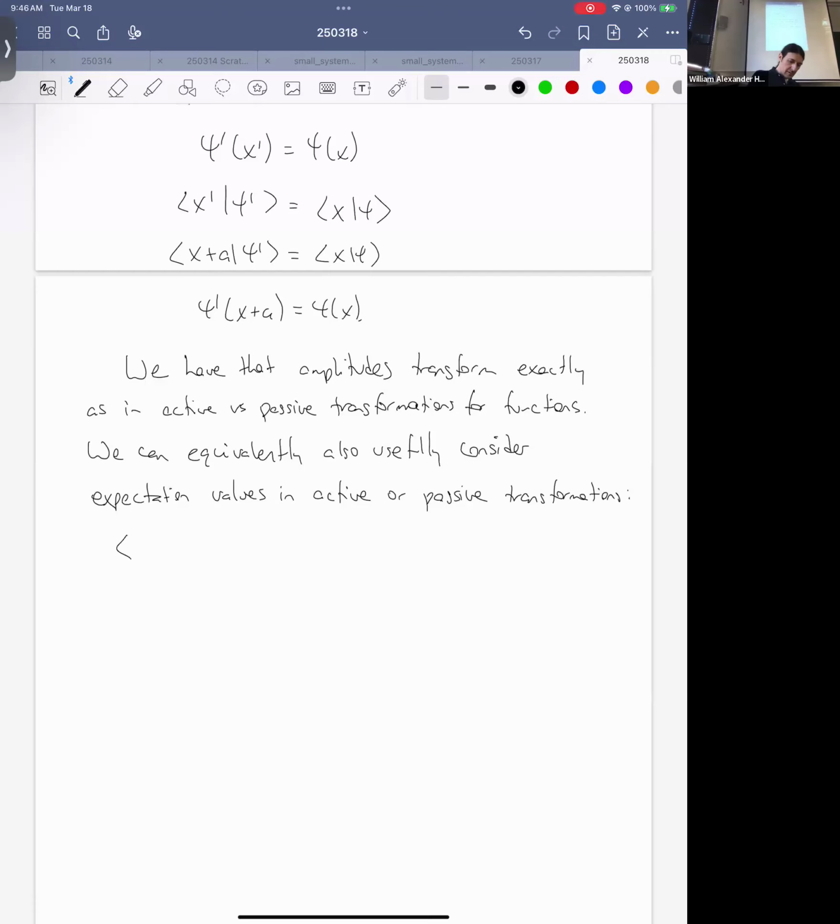So the expectation value of some operator in our symmetry transformed system is equal to the transformed state, the transformed operator, and the transformed state. And we can think about this expectation value in two equivalent ways.